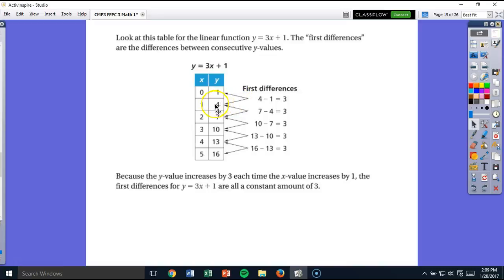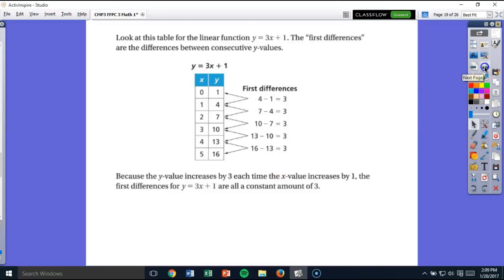So the difference between 4 and 1 here is 3. The difference between 7 and 4, 7 minus 4, is 3. 10 minus 7 is 3, so on and so forth. And because the y value increases by 3 each time as the x value increases by 1, the first difference for y equals 3x plus 1 is constant, a constant amount of 3, and again, that gives us a linear function.